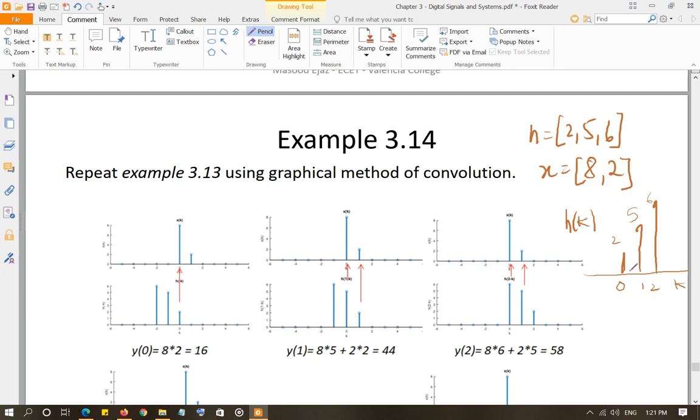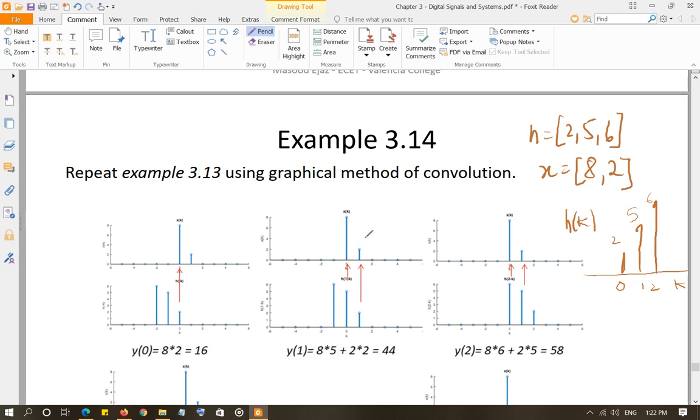Now when I flip this sequence, I'm going to have 2 still at 0, 5 at negative 1 and 6 at negative 2, and that's what you see over here. So for y of 0, what you're going to do is basically, whichever components of x and h of negative k are aligned, you multiply them together, and that's going to be your result. So the only component that is aligned is x of 0 and h of 0. So you multiply those together and your result is 16.